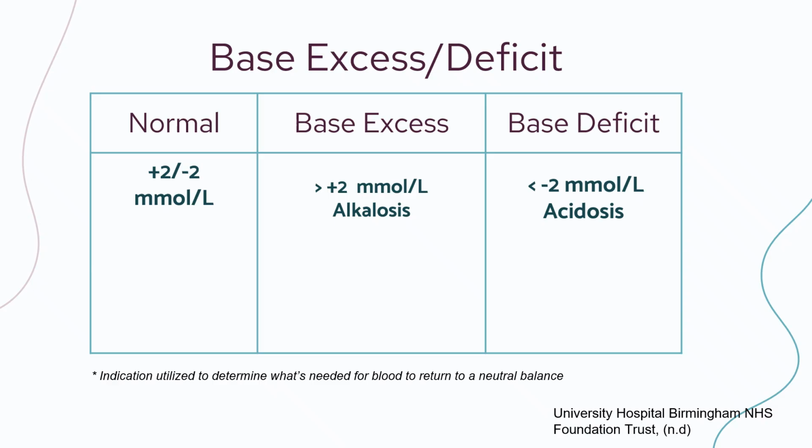You also have the base deficit, which would be when there's less than -2 millimoles per liter, and this leads to acidosis. So this means that there's not as much bicarbonate or bases within the blood, and there's an excess of acid in the blood. So these are usually indications that are utilized to determine what's needed for the blood to return to a neutral balance or to its normal state.